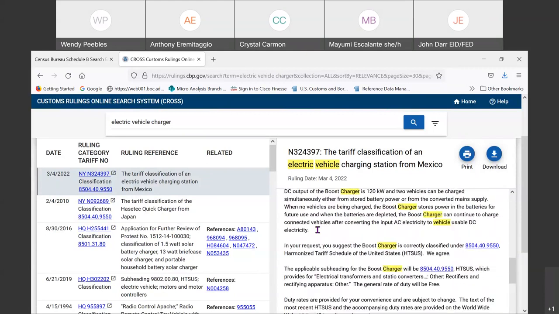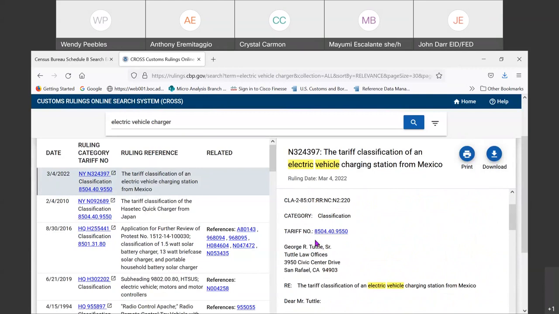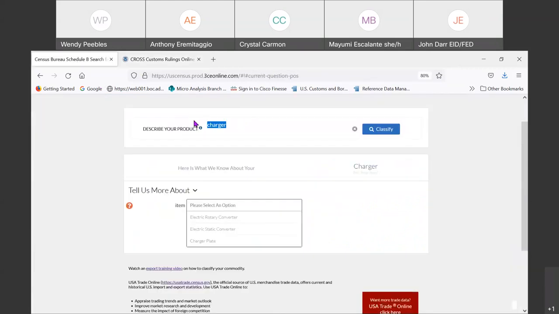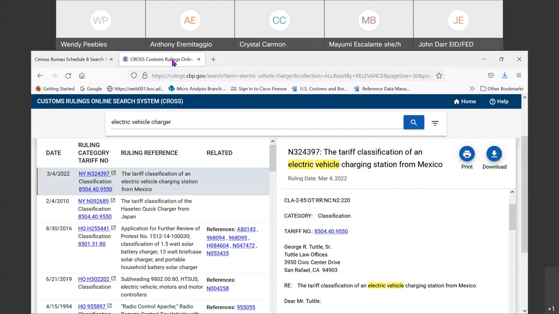Based off the customs ruling, it looks like it should be in chapter 85, heading 8504, and then subheading 40. So we'll go back to the search engine with those six digits. Another thing to point out about the search engine is if you know a chapter or a heading or subheading that you need to be in, you can put those numbers into the search engine and it'll take you to that particular part of the Schedule B book.